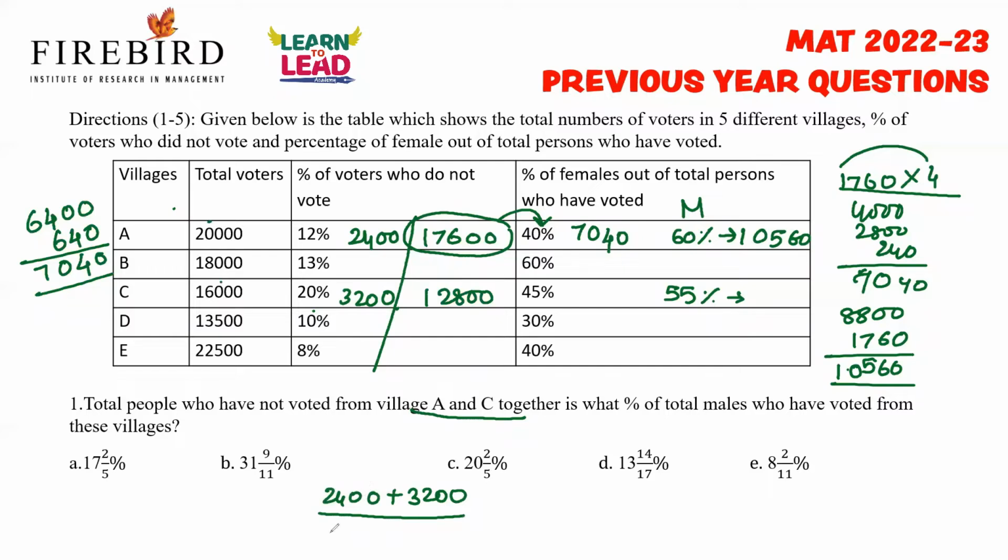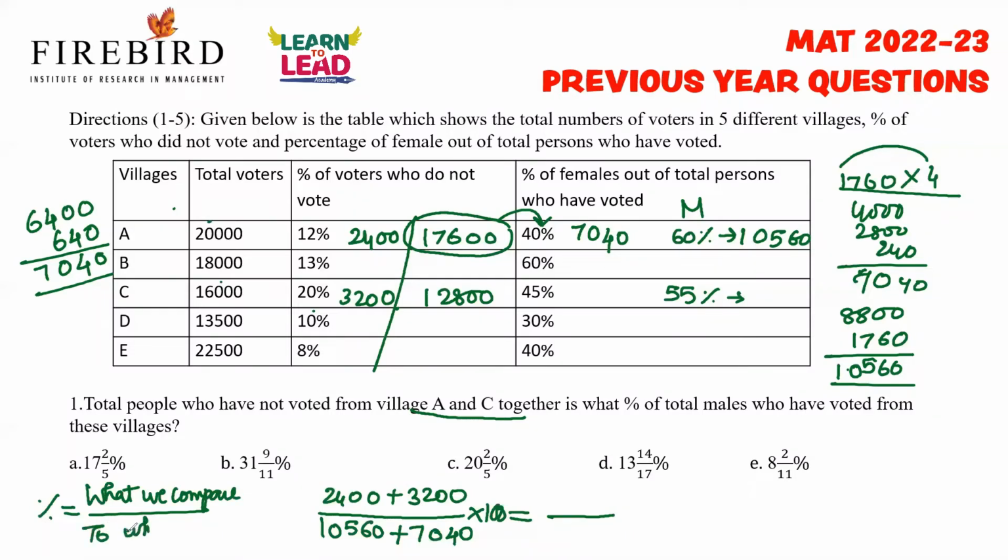Okay. So 10,560 plus 7,040. Into 100, they are asking percentage, right? See, first, the basic formula for percentages, just remember what we compare, the thing which we are going to compare, it should come in the numerator. And in the denominator, definitely we will compare with another parameter, right? To whom we compare, it comes in the denominator into 100.